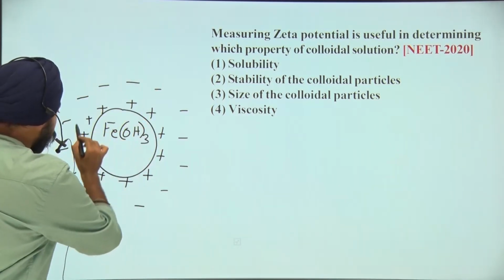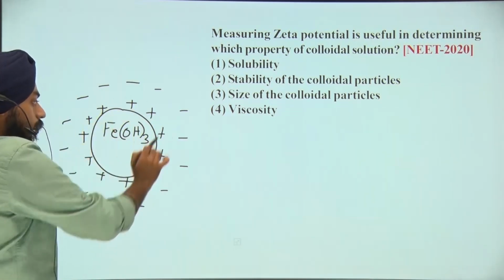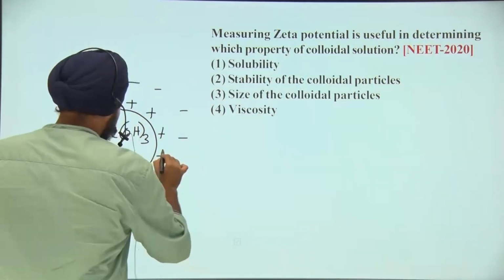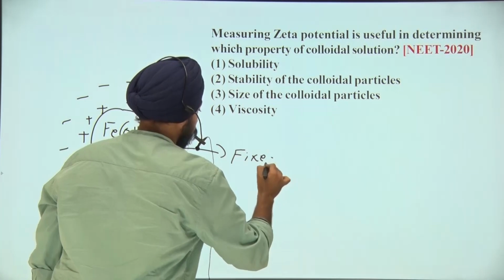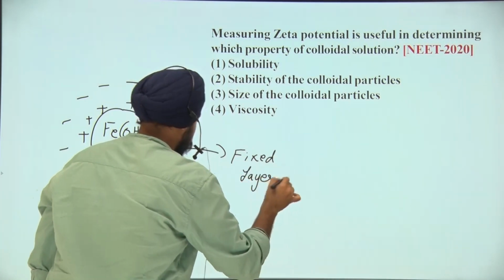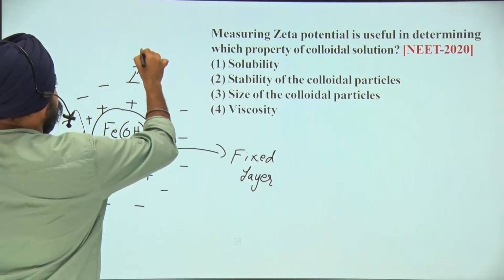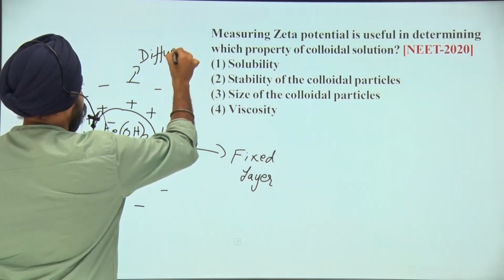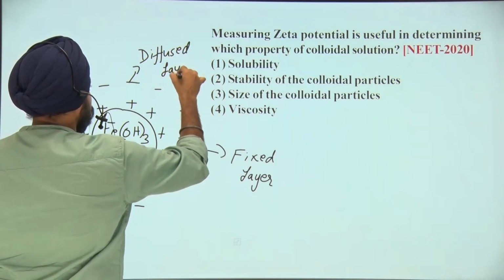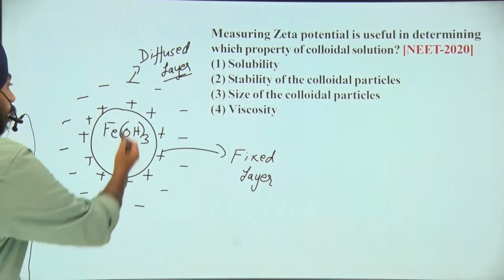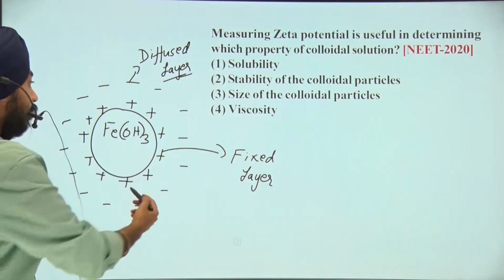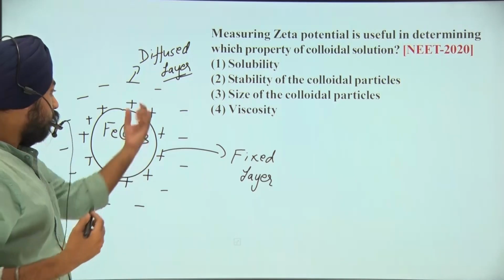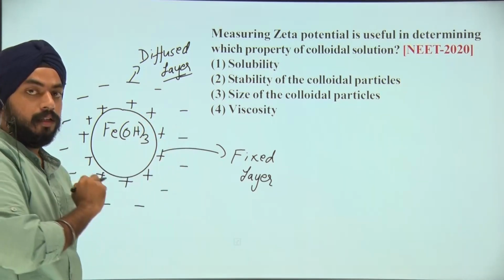Now students, this is the first layer, that is the positive layer. This is known as the fixed layer. And this negative part will be the diffused layer, because it has come after seeing this positive charge. So this is the diffused layer. Now student, a potential difference is created between these two layers, and which is known as zeta potential. The potential difference between these two layers, or a double layer, is known as zeta potential.